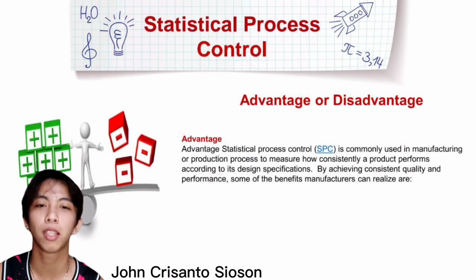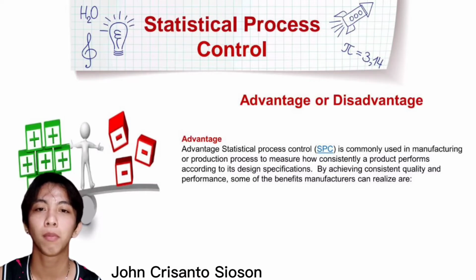Advantage: Statistical process control (SPC) is commonly used in manufacturing or production processes to measure how consistently a product performs according to its design specification. By achieving consistent quality and performance, some of the benefits manufacturers can realize are reduced scrap, rework, and warranty claims, maximized productivity, improved resource utilization, increased operational efficiency, decreased manual inspections, improved client satisfaction, reduced costs, and extensive analytics and reporting.